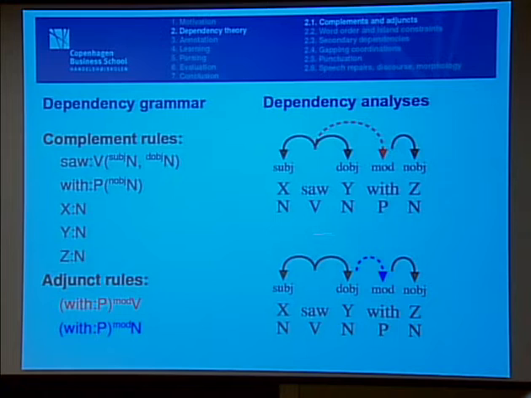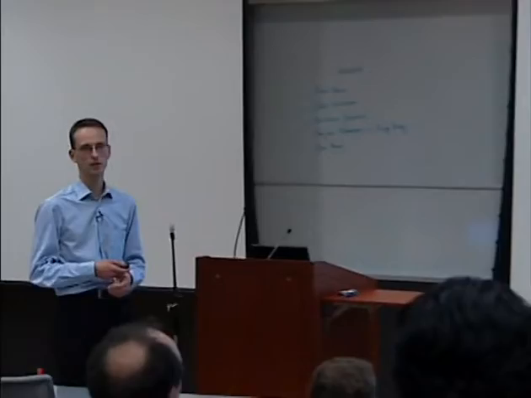One problem with this grammar, I mean, we could say we are all said and done, we don't need to do anything more. The problem is that our rules here don't say anything about word order. These rules are really unordered, and they don't say anything about projectivity. It could be completely non-projective structures. They could be ordered any way you want. So basically, any permutation of these two graphs here would be allowed as a dependency structure according to these rules.